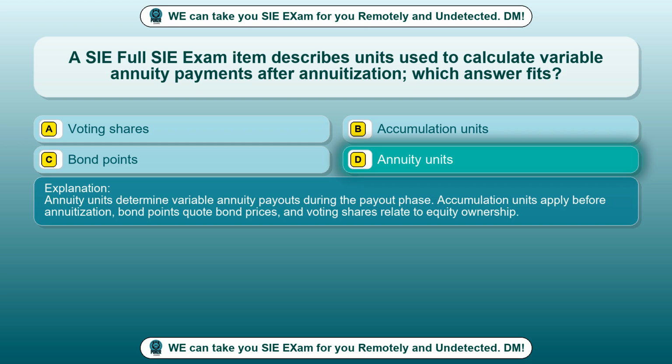Annuity units determine variable annuity payouts during the payout phase. Accumulation units apply before annuitization, bond points quote bond prices, and voting shares relate to equity ownership.